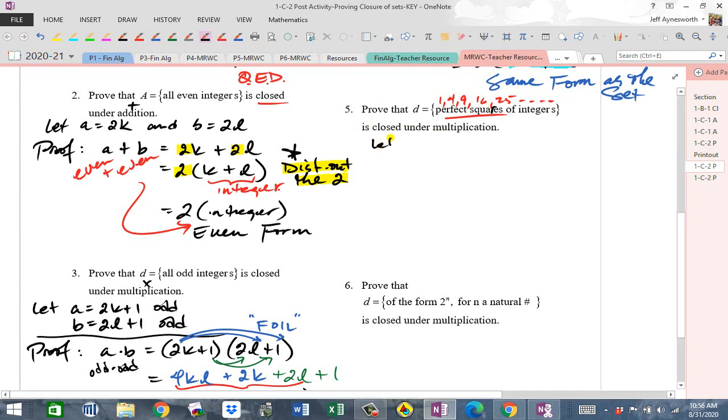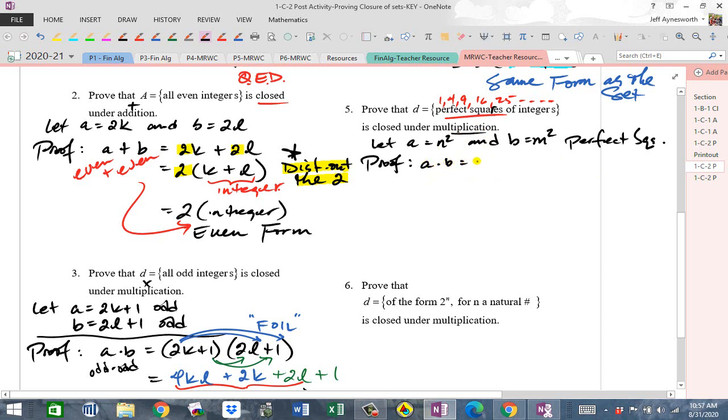So let A equal n squared and B equal m squared. Okay, these are some perfect squares. You've got to start off with two different ones. So here again is the proof. You're going to multiply them together and get a perfect square. A square times a square gives you another square.